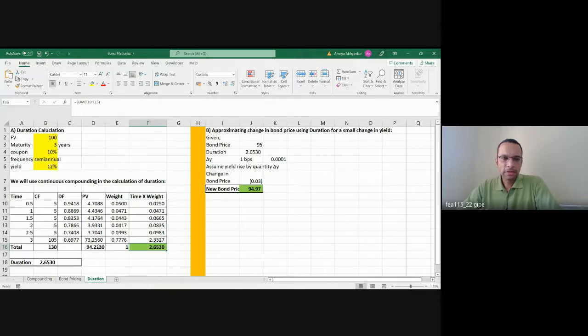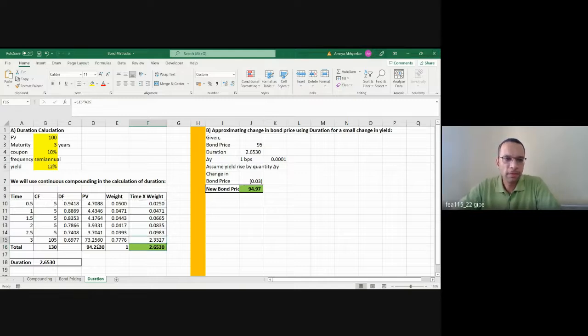Now, as the yields change, this duration is also going to change. So that's why we say this is a measure of interest rate sensitivity, because as interest rates move, I will have an impact on my overall result. And that is why we call this a measure of interest rate risk or interest rate sensitivity.